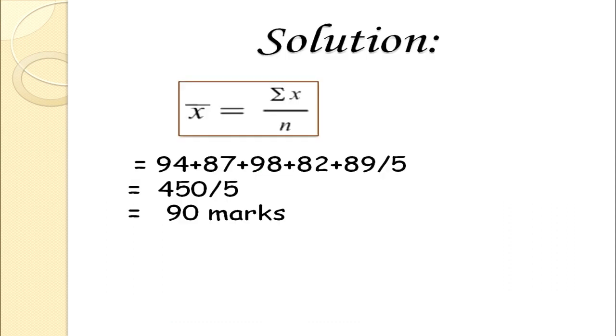Then we are going to write the formula. Always write the formula before putting the values. Why? Because formulas always carry marks and they guide you. So, you should always write the formula first. Mean is equal to sum of x divided by number of observations. Sum of x is 450, total number of observations was 5, 450 divided by 5 is 90 marks. Students, never forget to write units. So, it is 90 marks. So, we have learned how to calculate mean in case of individual series by direct method.